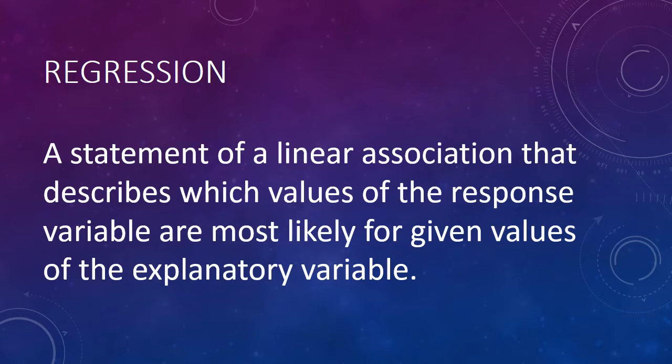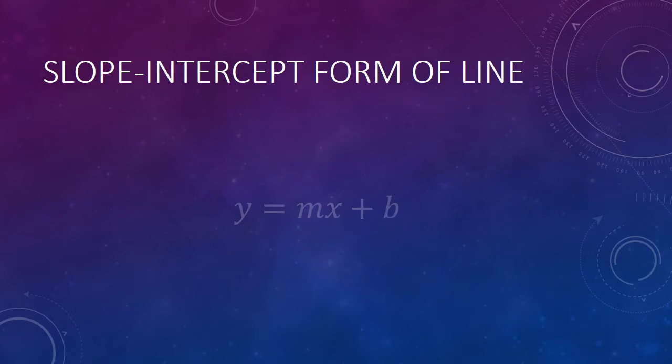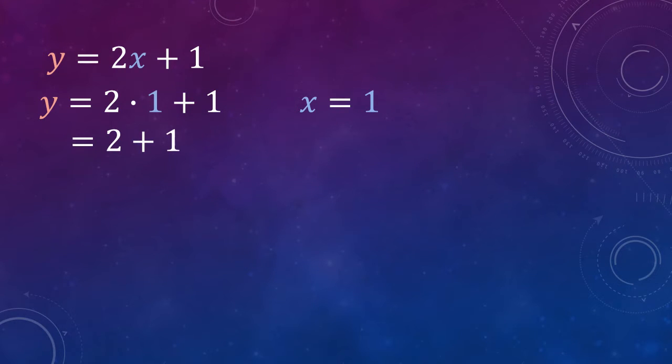In order to describe a linear association, we need some kind of mathematical statement of a line. We're going to use the slope-intercept form of the line, y equals mx plus b. Let's look at this example equation: y equals 2x plus 1. If we plug in 1 for x, then what value of y will we get? 2 times 1 is 2, and 2 plus 1 is 3. So when x is 1, y is 3.